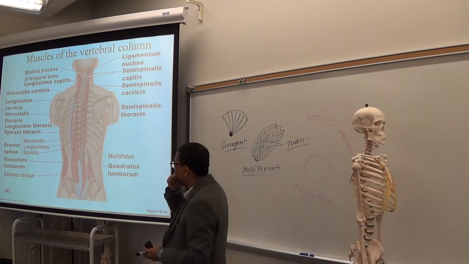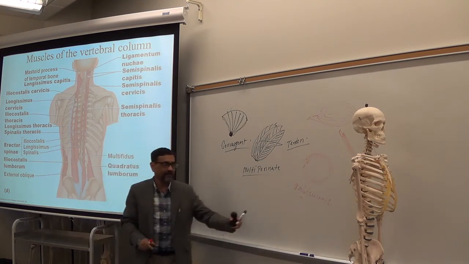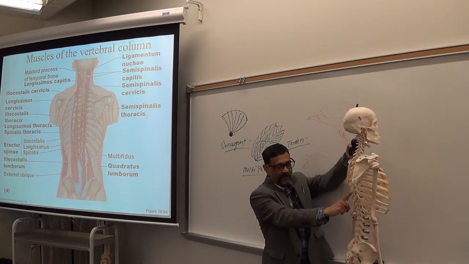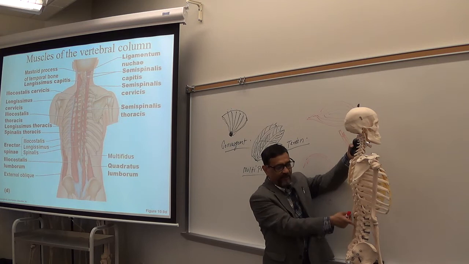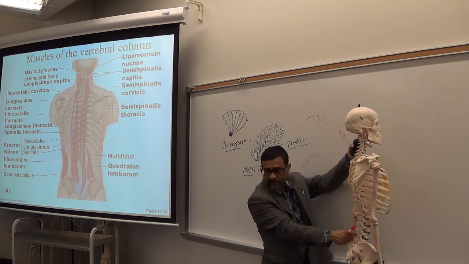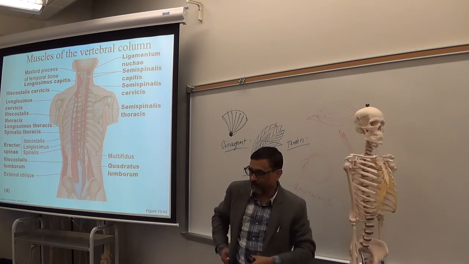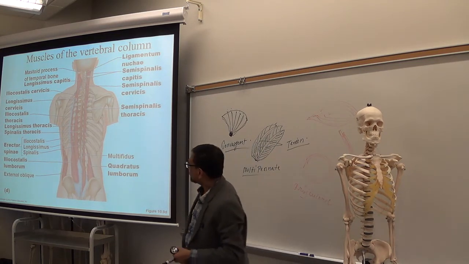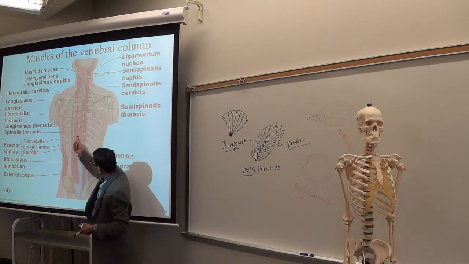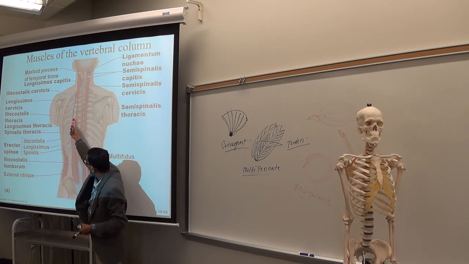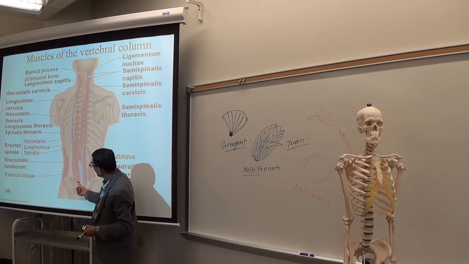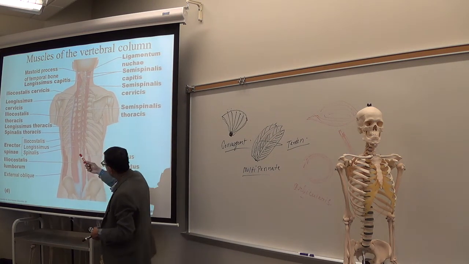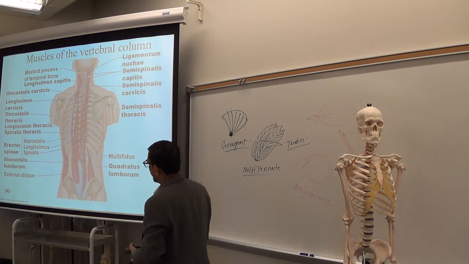Iliocostalis. Spinalis. You see? Spinous process. These are the spinous processes. You all know that. So, the muscle attached here: spinalis. Makes sense? So, ilium is here. Costalis, ribs, in the back. These are the ribs. This is the ilium. Spinalis attached to the spinous processes. Okay? And longissimus in between.